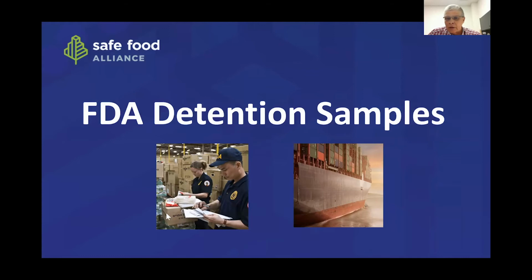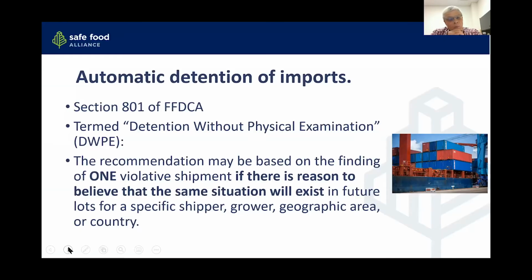And one of the ones I want to talk about today is from the standpoint of products coming in or being returned to the United States through the FDA detention sample process. So, we do have a process in the United States called the automatic detention of imports under Section 801 of the Federal Food, Drug, and Cosmetic Act, and it's termed detention without physical examination.